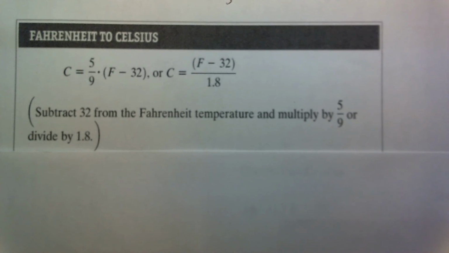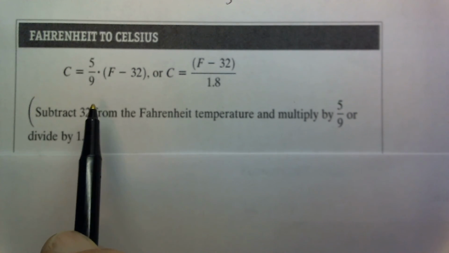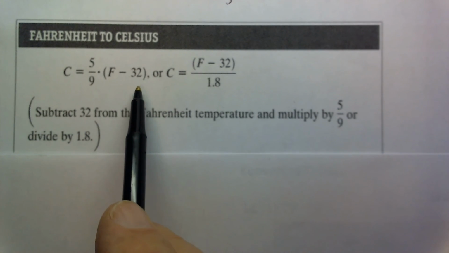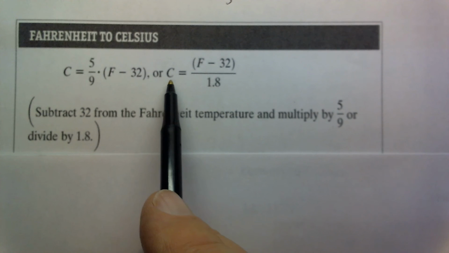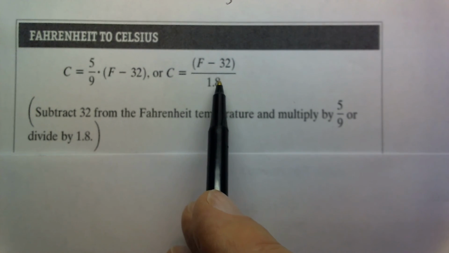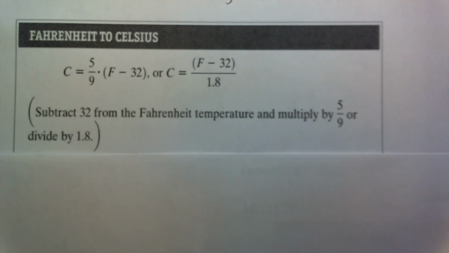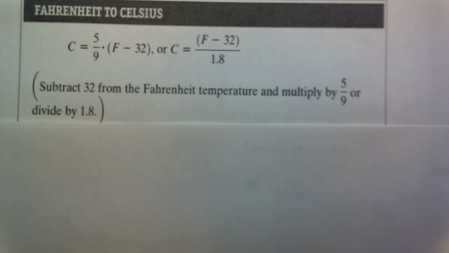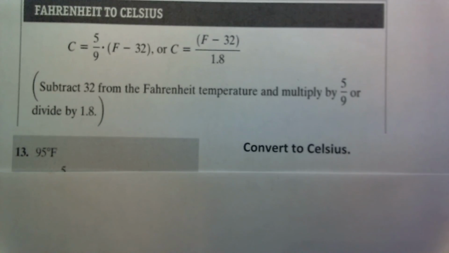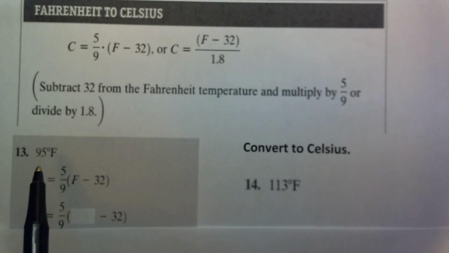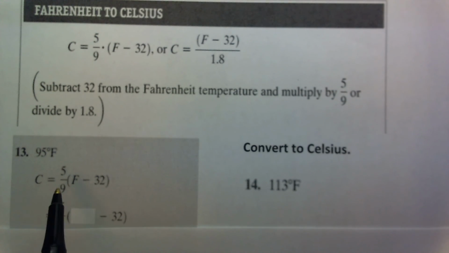There's a corresponding formula to convert degrees Fahrenheit to degrees Celsius. It's 5/9 times degrees Fahrenheit minus 32. Or you can also write it this way: degrees Celsius equals F minus 32 divided by 1.8. You can use whatever formula works best for you. So let's do a couple of examples here. In number 13, guided solution, we are converting 95 degrees Fahrenheit to degrees Celsius.